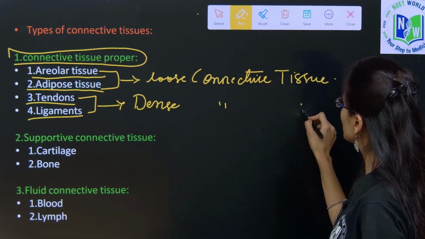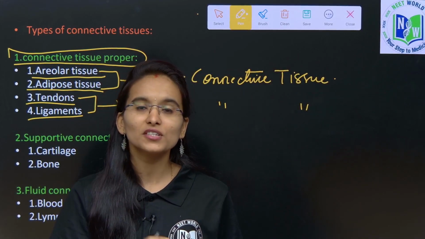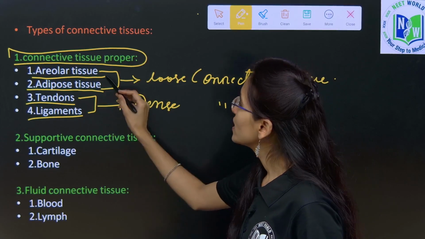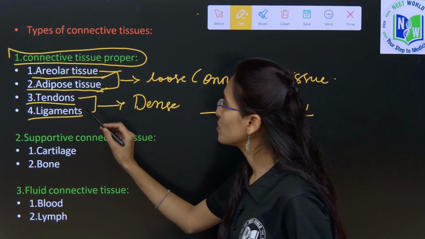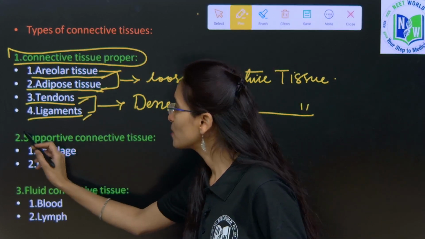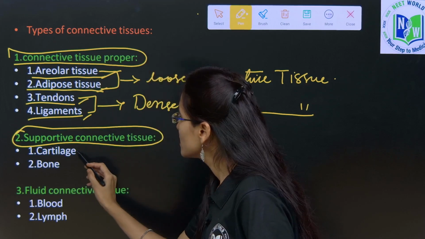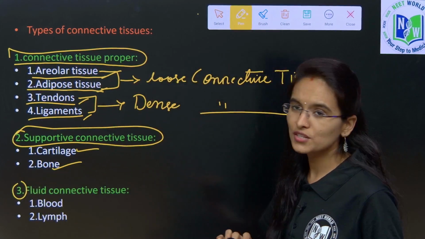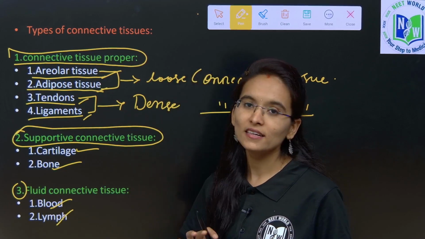So connective tissue proper is classified as loose connective tissue and dense connective tissue. In loose connective tissue, we study areolar tissue and adipose tissue, and in dense connective tissue, we study tendons and ligaments. Next, the second type is supportive connective tissue, where we learn about cartilage and bone. The third type is fluid connective tissue, where we learn about blood and lymph.